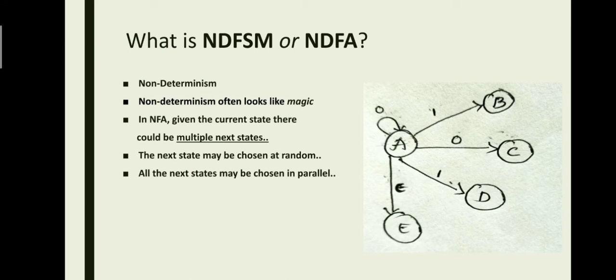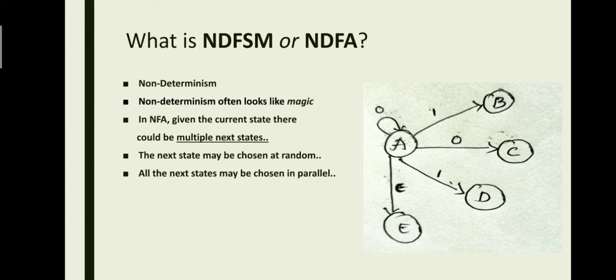Listen carefully. Here, in NFA, given the current state, there could be multiple next states. This point says that for a current state, there can be multiple next states in NFA, but as far as we know, in DFA, for one state, there is only one unique next state, right? But in NFA, we can have multiple next states.